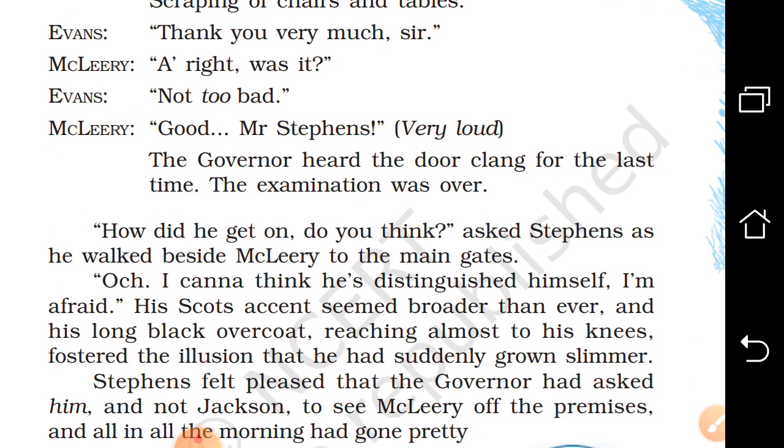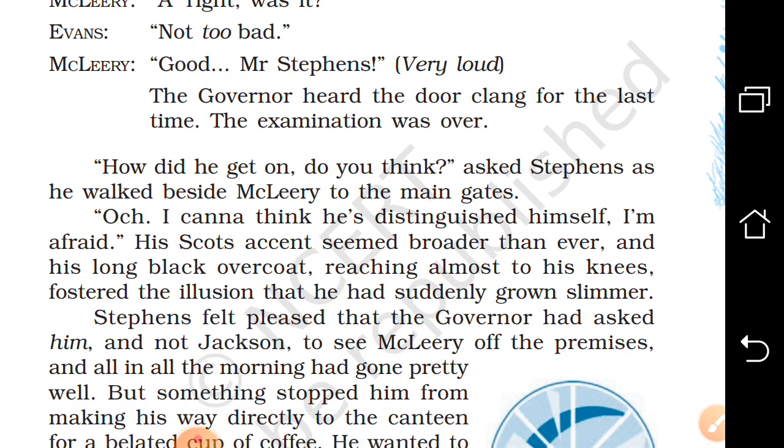How did he get on, do you think? Asked Stephens as he walked beside McClary to the main gate. And while escorting McClary to the gate, Stephens asked whether that boy did well. Oh, I can't think he is distinguished himself, I am afraid. His Scotch accent seemed broader than ever, and his long black overcoat reaching almost to his knees fostered the illusion that he had suddenly grown slimmer.